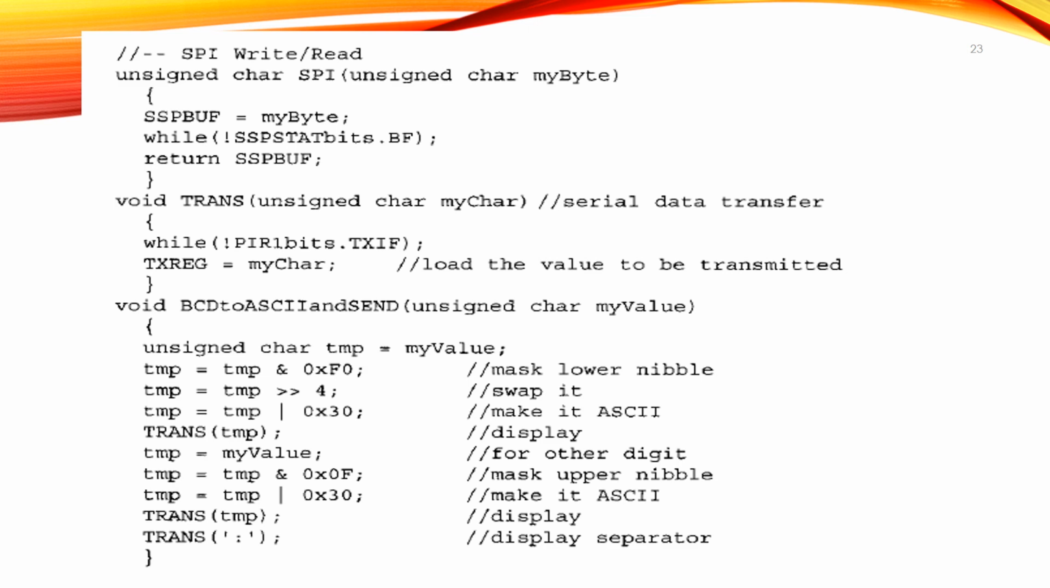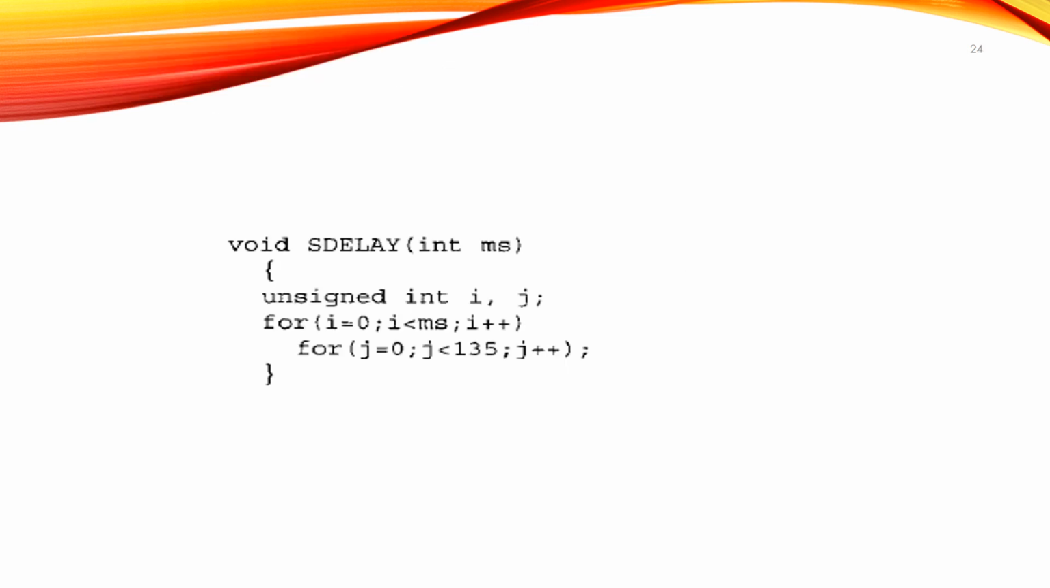In case of BCD to ASCII, we take the lower nibble, so TMP and 0x0F. Then we have done the swapping. BCD to ASCII, a small program we have just written: temporary equal to temporary plus 0x30, you have to add the ASCII code. Then again trans, the display trans is going to take that particular value, then again TMP, my value TMP 0x0, again you interchange, and again add upper nibble and lower nibble. We have done the conversion, and in between there will be a colon, so display the separator. So this is a small routine, and this is the delay routine.